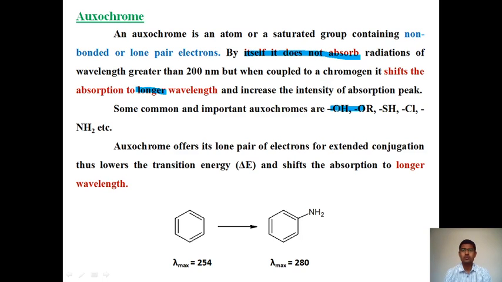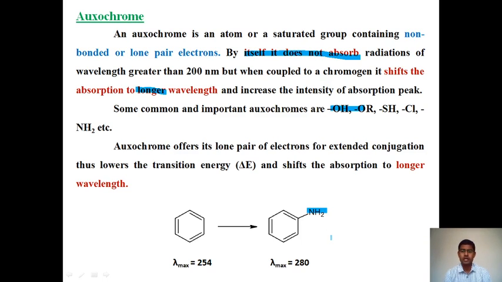What is the role of auxochrome? The role of auxochrome is to render its lone pair of electrons in the conjugation. Let's see an example. Benzene itself absorbs ultraviolet radiations at 254 nanometer, but when the auxochrome NH2 is attached to it, this NH2 gives its lone pair of electrons to the benzene ring.